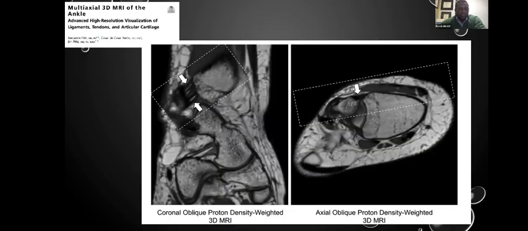Here's another paper with something similar. I think this is useful if you have a specific suspicion for a certain ligament. One of the difficulties is that you can't adjust it for every ligament, but if you have a specific concern for a certain ligament, then you can get special oblique sequences in order to see these ligaments more clearly.